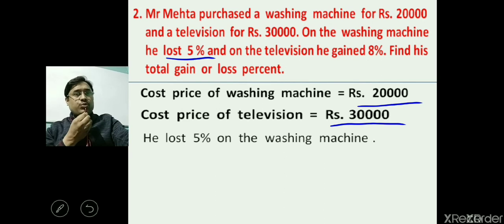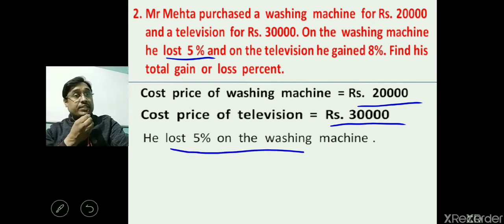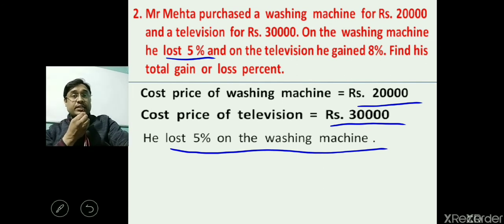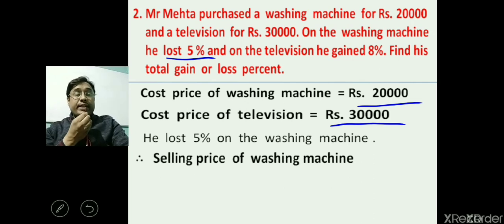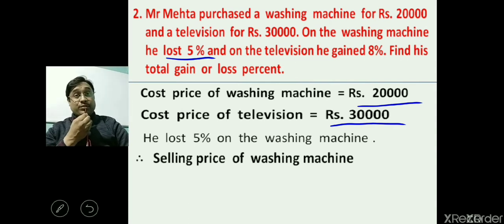Okay. Now we are coming to this point that there is a loss of 5% on the washing machine. Then you may write the selling price of the washing machine. Now you have to find the selling price, because if you know the loss percentage in selling a washing machine and you also know the cost price, then you can find the selling price.